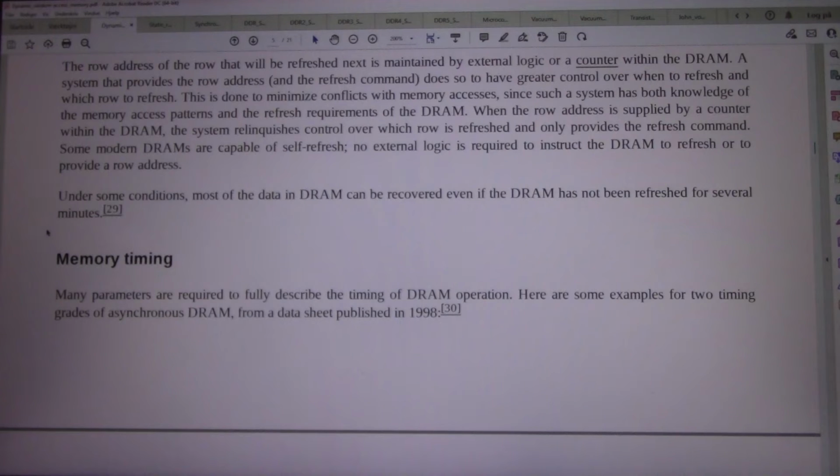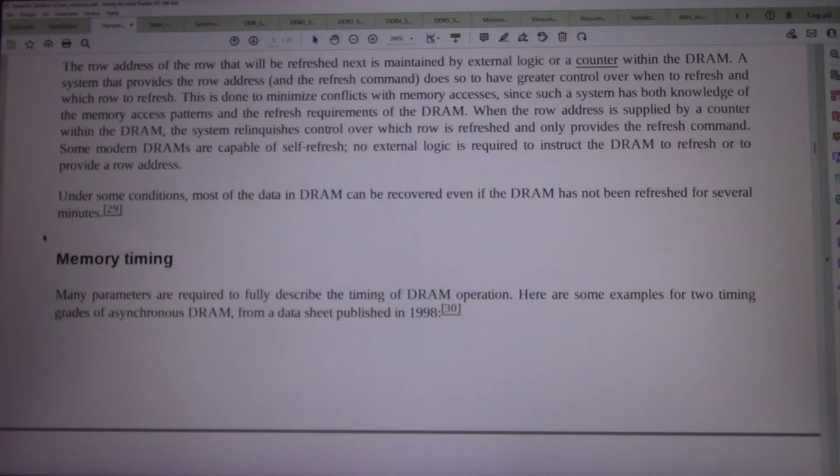DIMMs are capable of self-refresh. No external logic is required to instruct the DRAM to refresh or provide a row address. Under some conditions, most of the data in DRAM can be recovered even if the DRAM has not been refreshed for several minutes.